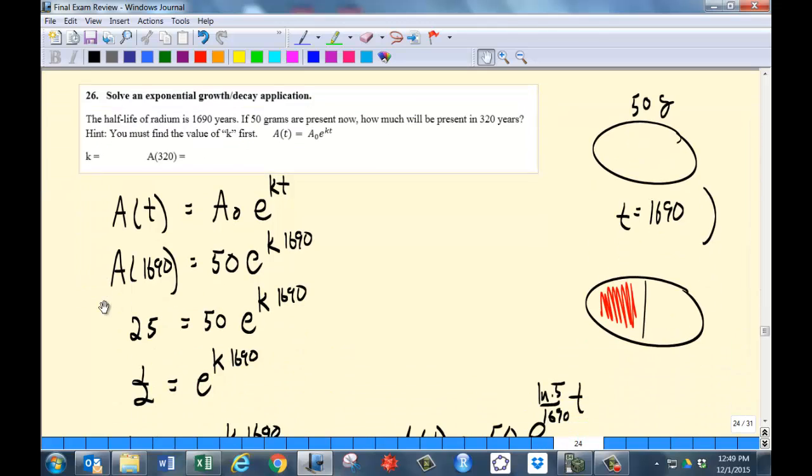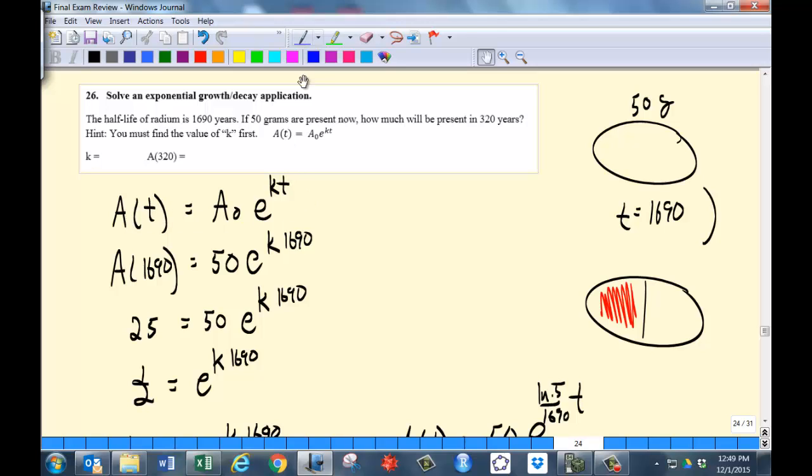Now here, half-life means the amount of time that it takes the original amount, 50 grams, to go to half of that amount, which would be 25. How much will be present in 320 years? So the idea here is that we have 50 grams originally, and then after 1690 years, we have half of that. So half, this red part, has gone away, and we're left with half.